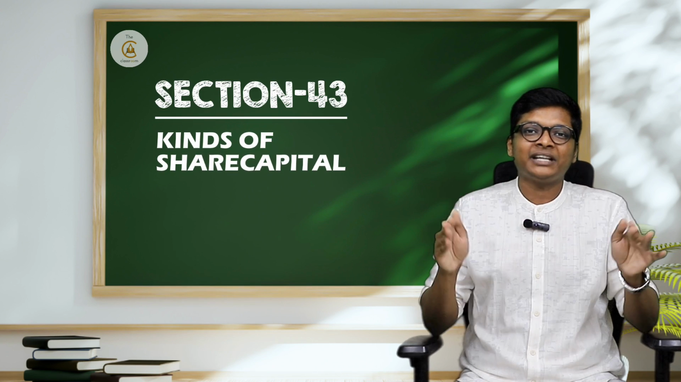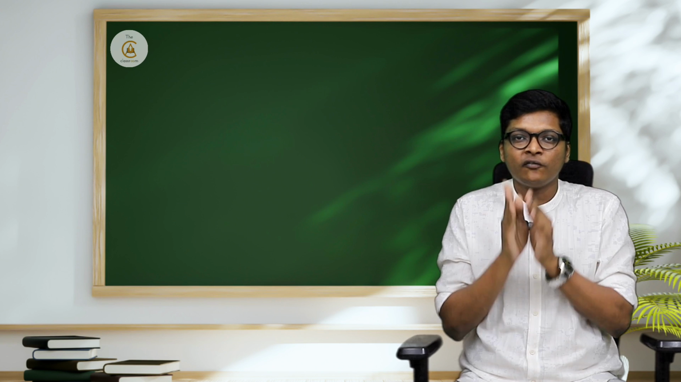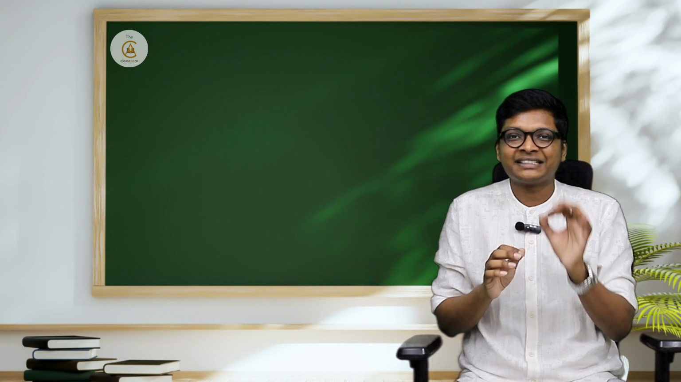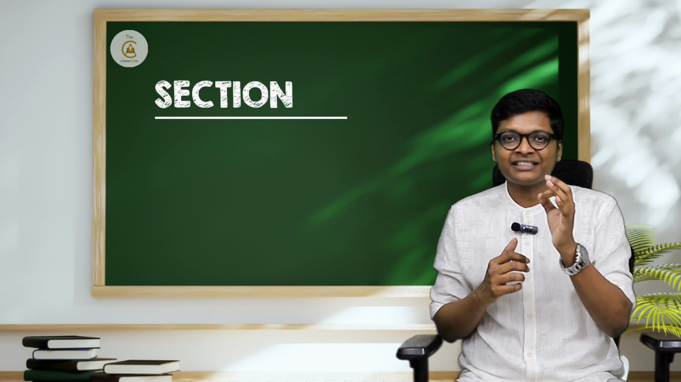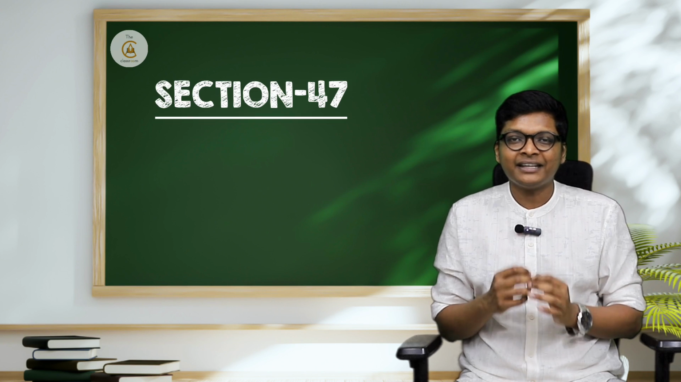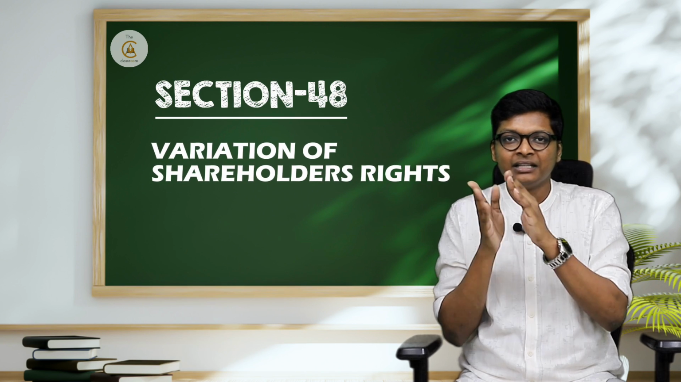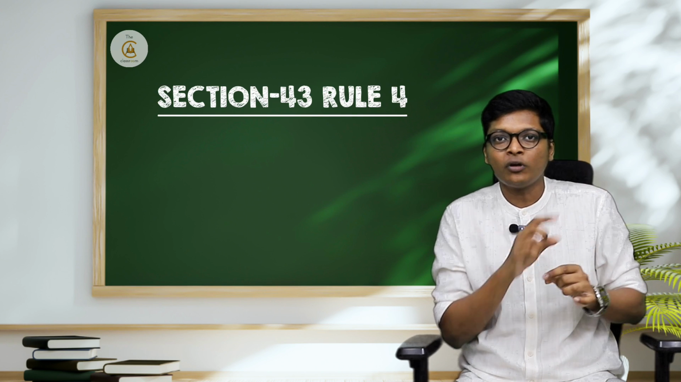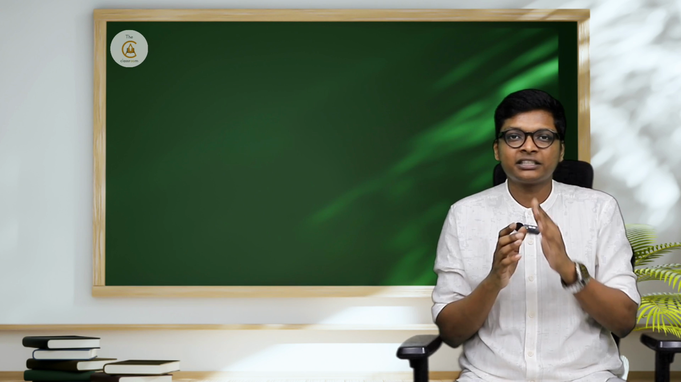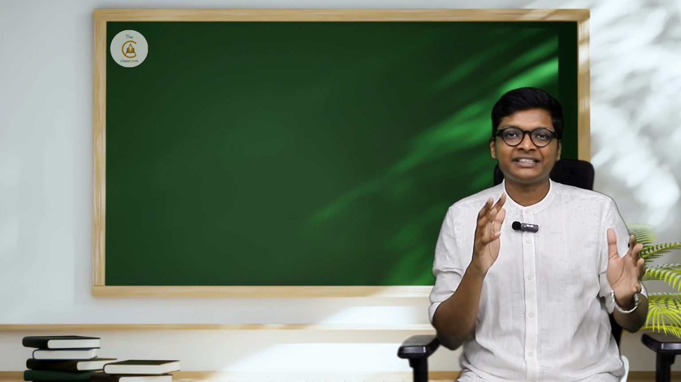43 is kinds of share capital, equity and preference. 44 and 45 we don't have in our CA Inter syllabus. 46 is share certificate. 47 is voting rights. 48 is variation of shareholders' rights. Similar procedure. 43 rule 4 is differential voting rights. Next, 49, 50, 51 is one set.